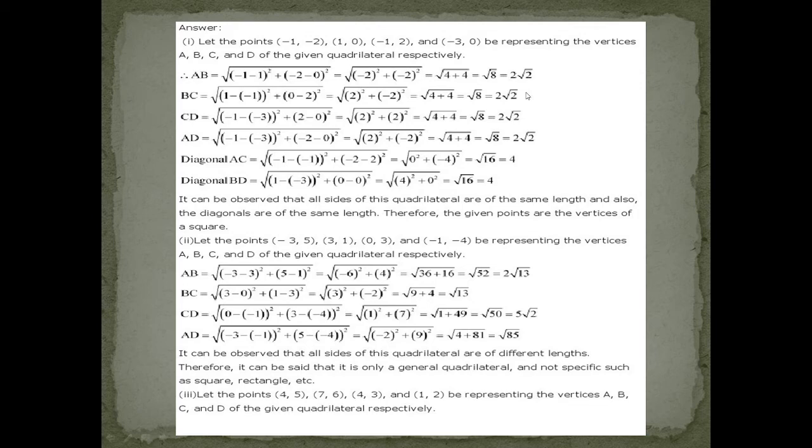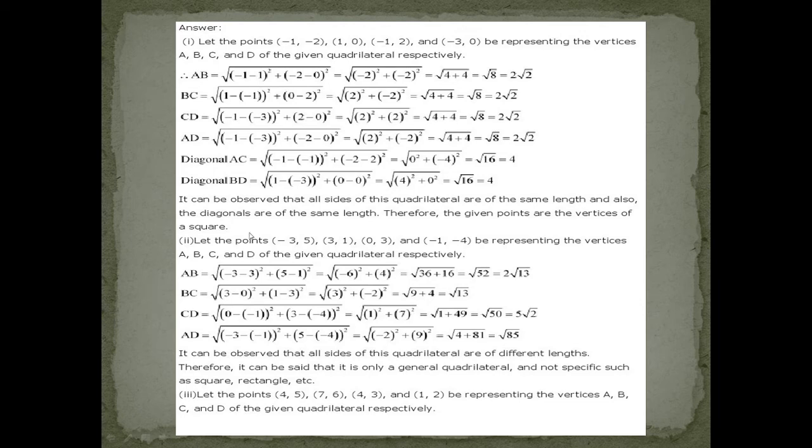Here you can see the 4 sides AB, BC, CD, DA. All are equal to each other. And here also you can see the diagonals. These diagonals are equal to each other. All 4 sides are equal to each other and the diagonals are also equal to each other. So it is a square. You can call it a square.